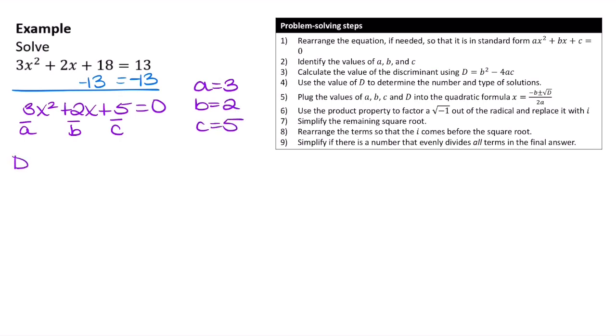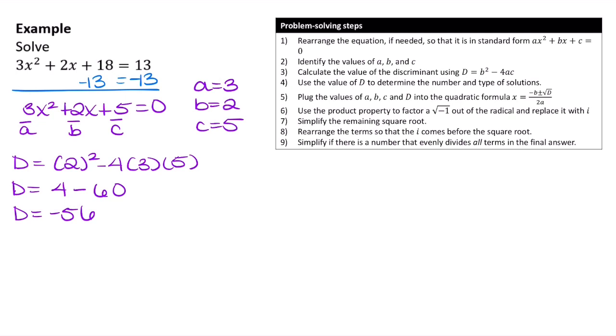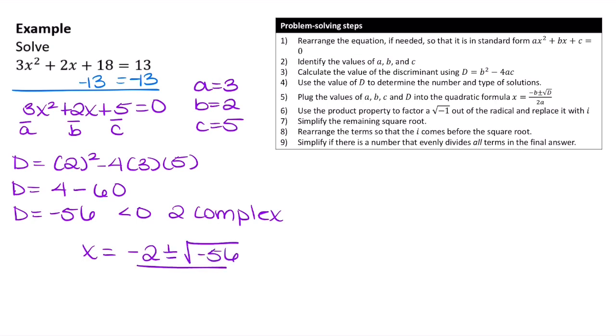So I can now calculate the value of the discriminant, which is b squared, so 2 squared, minus 4 times 3 times 5. So we have d equals 4 minus 4 times 3, which is 12, and 12 times 5 is 60. So we have 4 minus 60, so we have d equals negative 56. So that's less than 0, so we know we are going to have two complex solutions. So let's now plug into the quadratic formula. So we have x equals negative b, so negative 2 plus or minus the square root of negative 56, all over 2 times a, which is 2 times 3.